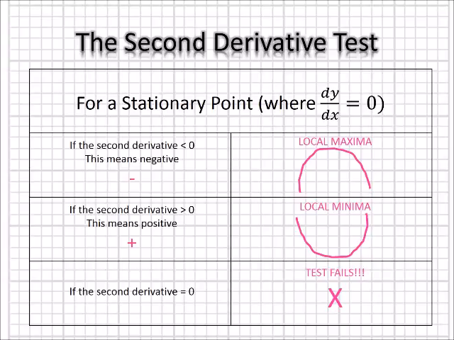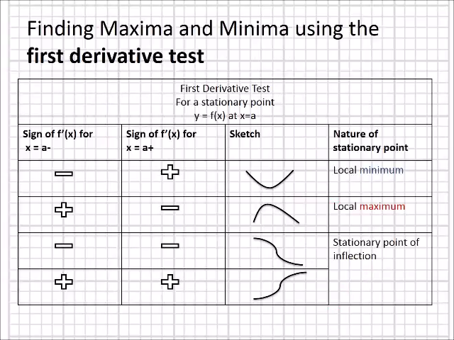If we think about it, an easy way to remember is if it is a negative sign, it is a sad face shape or an upside down smile. Therefore, it is a local maximum. Whereas when the outcome is positive, it is a smiley face shape, and therefore a local minimum. Using the first derivative test, we can determine the nature of the stationary points by examining the sign of the first derivative immediately to the left and right of the point.